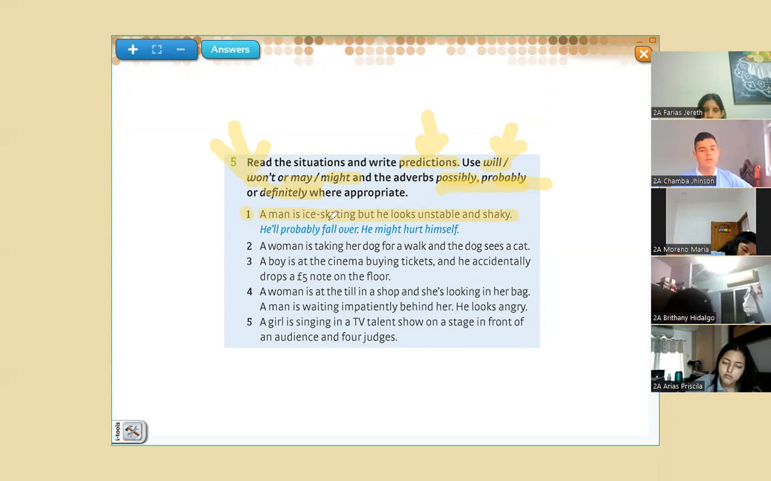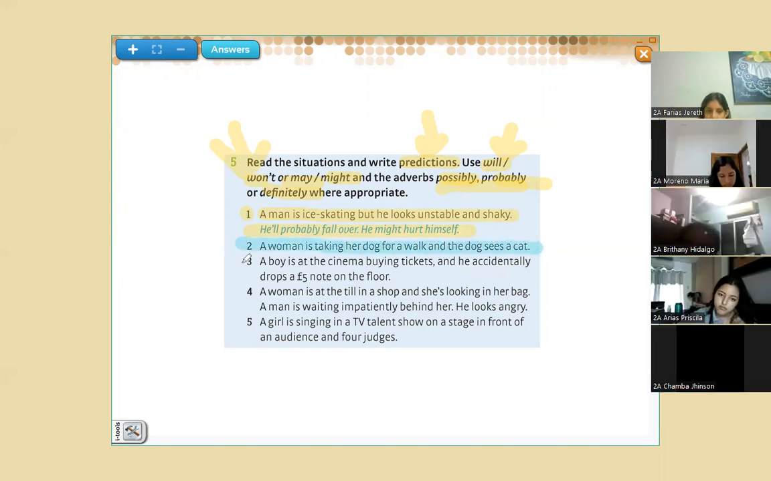A man is ice skating, but he looks unstable and shaky. He'll probably fall over. He might hurt himself. Okay, now read the second one that you offered, please. What was the second one? A woman is taking her dog for a walk and the dog sees a cat. What was your sentence? The dog will probably bark at the cat, but the woman might get scared. Okay, might or probably be? Probably be scared, okay? It would be much better.